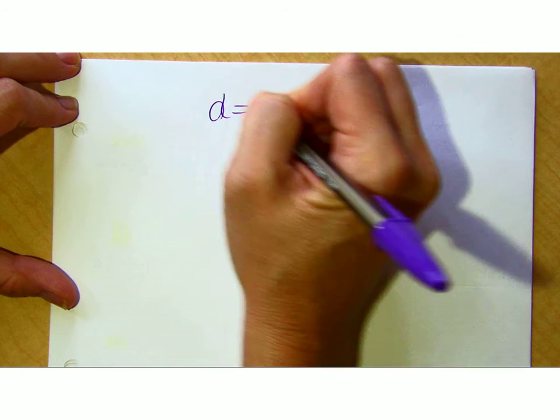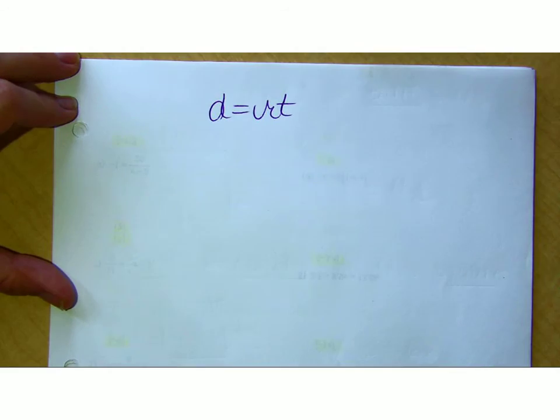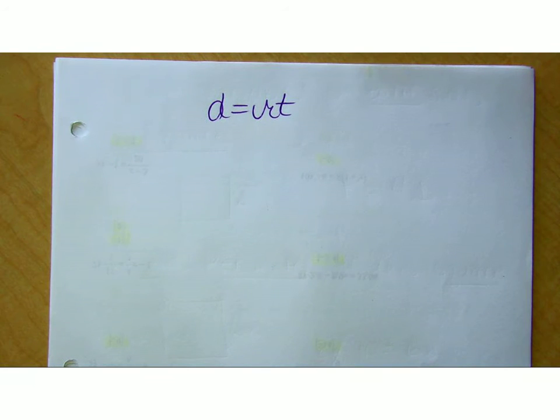Of the formula, D equals RT. I cannot believe in 2 hours of class I have not had at least one person raise their hand. Your science teachers, I know, have talked to you about distance equals rate times time. No? Oh my gosh, I'm going to have to talk to them. Yeah. Distance equals rate times time.